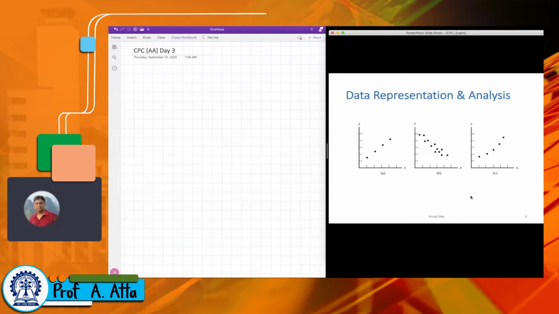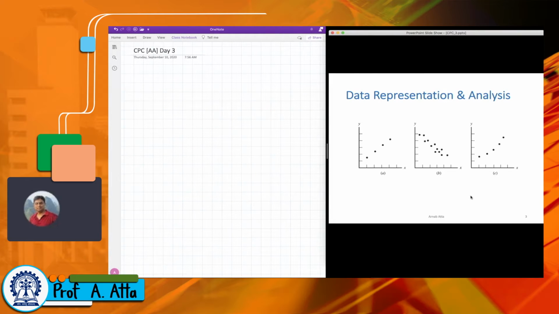Now, before we go into the main content of our subject, let me see how much you are aware of data representation and analysis. Say you measure certain values, for example the concentration of a certain solution.